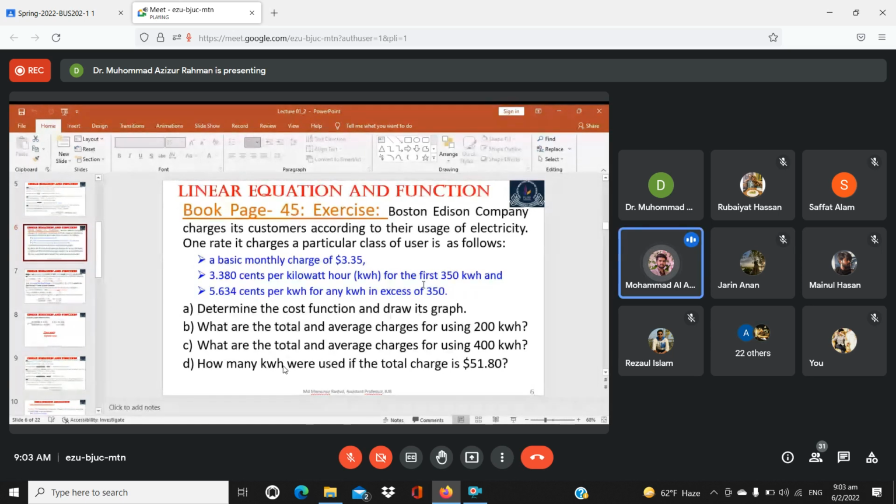Sir, I have a query. Yes. Sir, if a customer doesn't use any electricity, then he is bound to pay 3.35. Yes. So if I take 0 on the x-axis, it should be 3.35 on the y-axis. Am I correct? Yeah, you can do this. Okay, sir. Thank you.